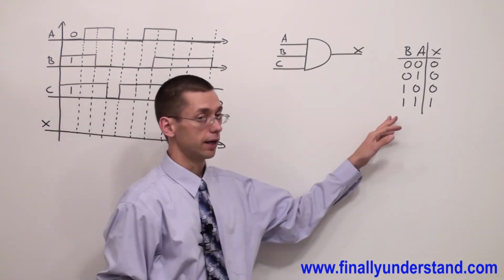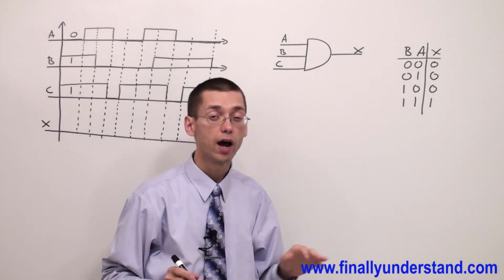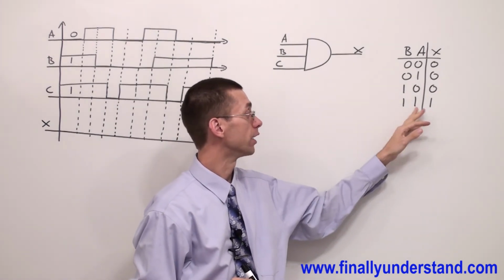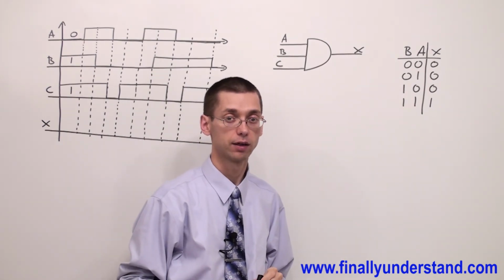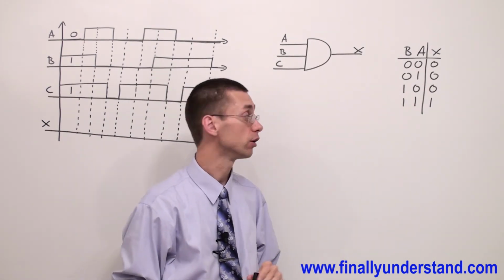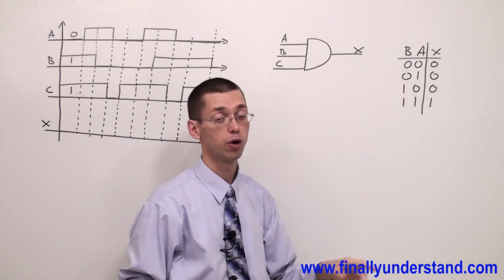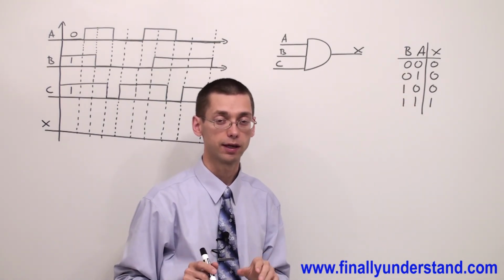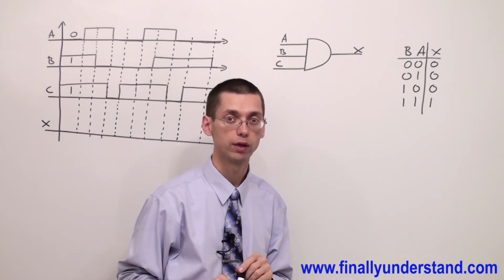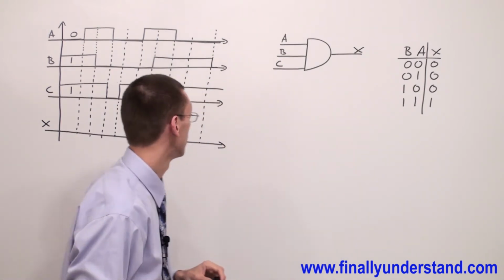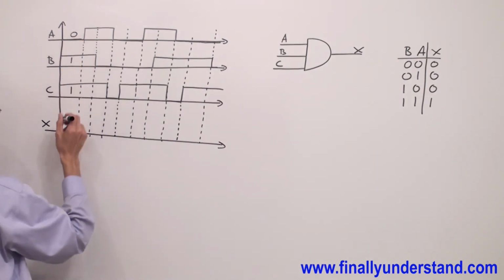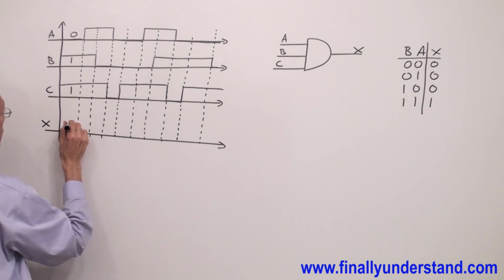The AND gate, no matter how many inputs you have, is always going to be high when all inputs are high. If at least one of them is 0, the output is automatically 0. So one more time, the AND gate is high only when all inputs are high. So in this case, one of the inputs has 0, the A input has 0. That's why the output is automatically 0.